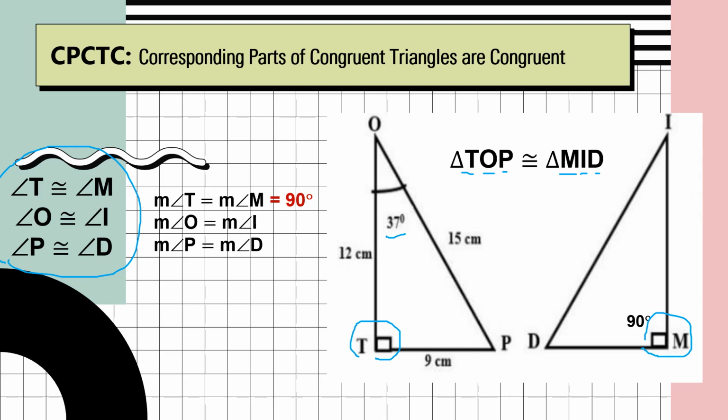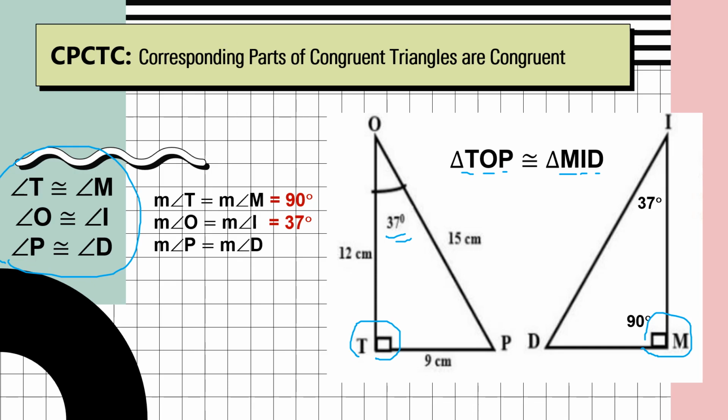Here, meron na tayong measurement ng angle O. Sabi, yung measurement ng angle O is equal to the measurement of angle I. So, pareho silang 37 degrees. So, yung angle I is also 37 degrees. Ayan. Ito ngayon yung kasunod.